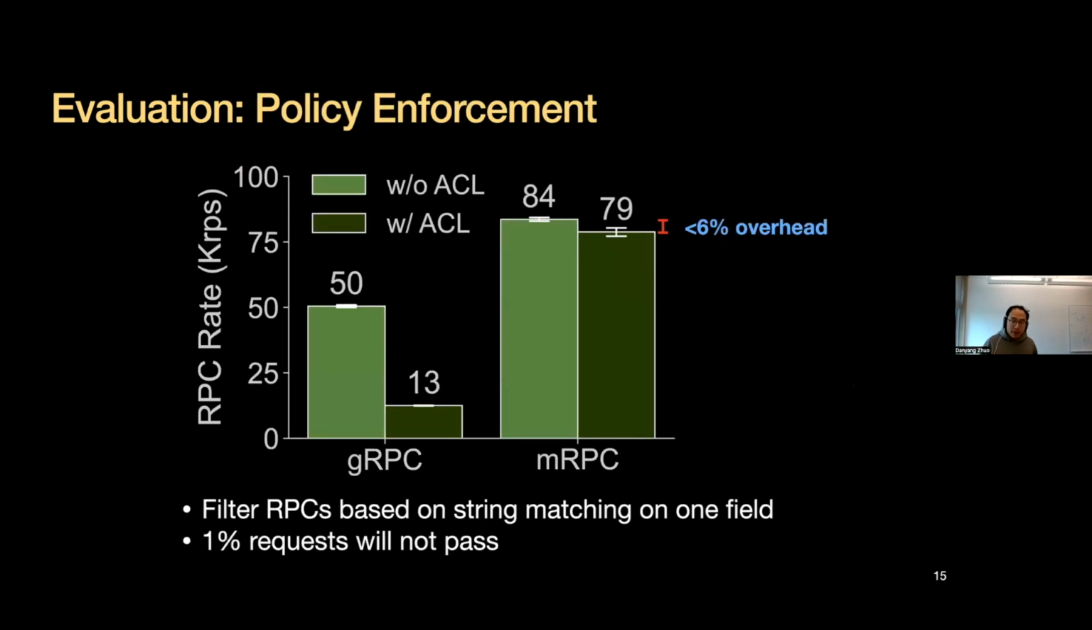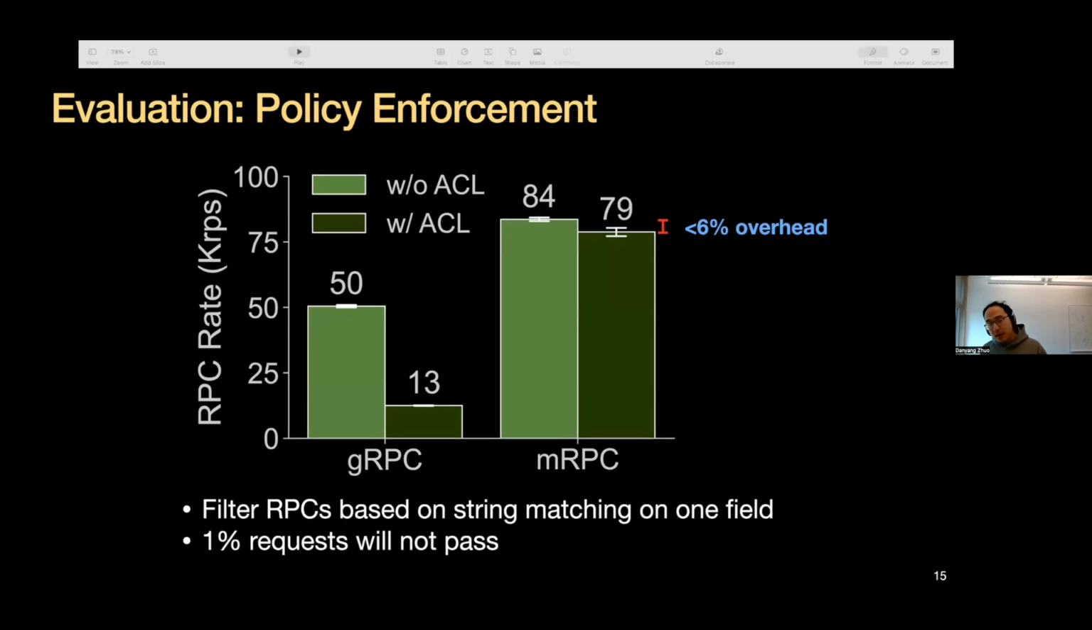So this is another comparison. We would like to implement a policy like filtering RPCs based on some string in the RPC argument. In gRPC, if you enable Envoy and you want to have this policy, the RPC rate drops from 50 to 13. But in mRPC, this only has 6% overhead because we only need to add a few lines of code in the mRPC service.